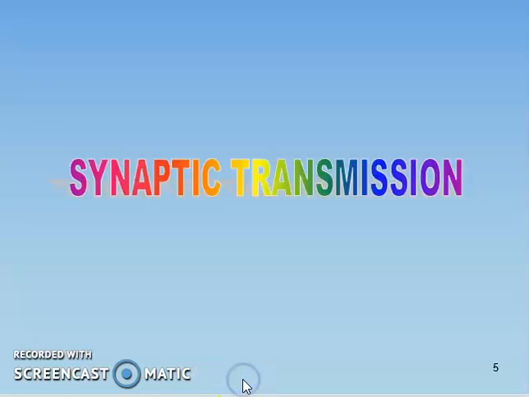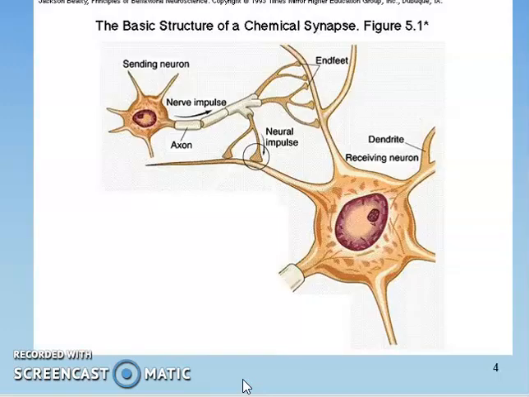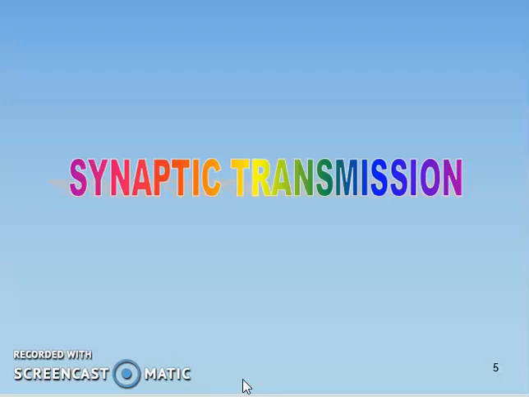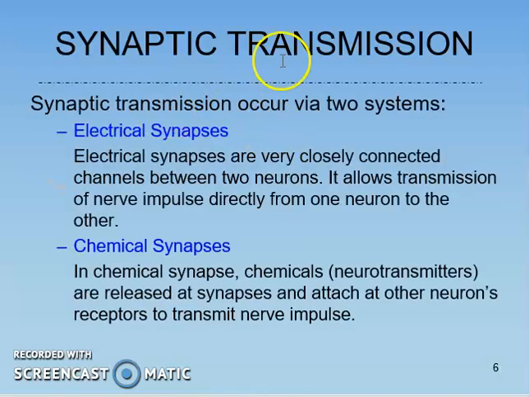Now let's elaborate more on synaptic transmission. So what is synaptic transmission? Synapses are connections between the neurons. What does synaptic transmission mean? What do these synapses do? Synaptic transmission is of two types: electrical synapses or electrical synaptic transmission, and chemical synaptic transmission, by electrical signals or by chemical signals.